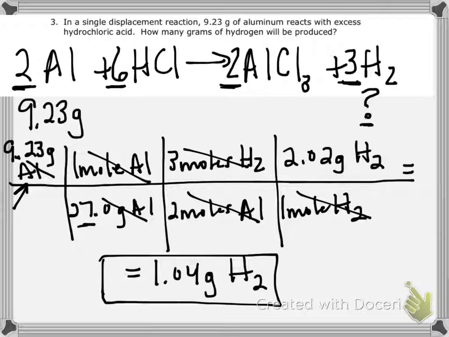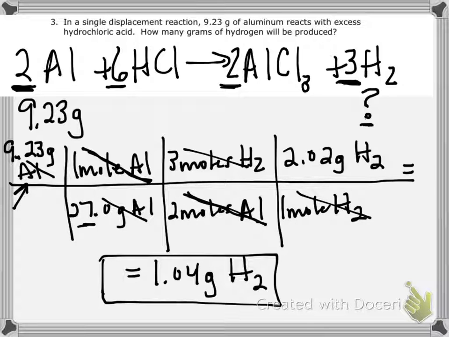And once I had moles, I can now use and set up my mole to mole ratio from my balanced equation. And I put 2 moles of aluminum on the bottom because the coefficient in front of aluminum is 2. And I put it on the bottom because I want aluminum to go away. And I want to be left with what it asked me to find, which was hydrogen. The coefficient for hydrogen is 3. So 3 moles of hydrogen gas can be made from 2 moles of aluminum, according to my recipe, this balanced equation.